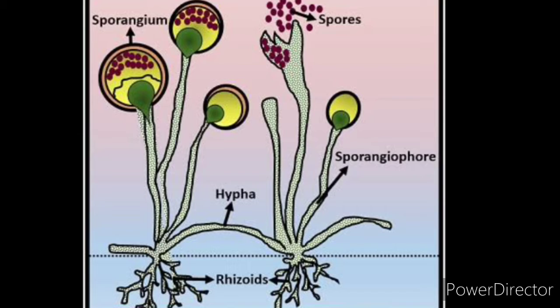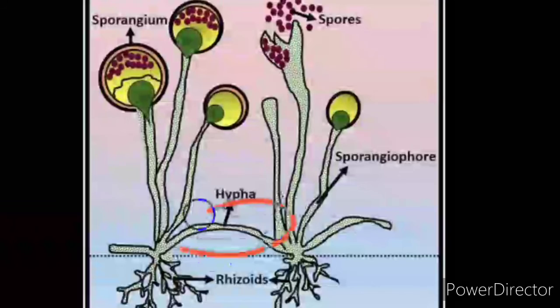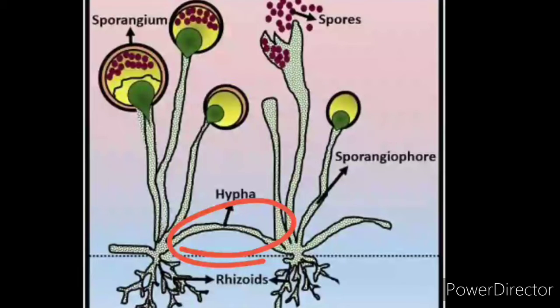Now, here the spore-forming structure is called the sporangium that develops from the fungal hypha. Here you can see the fungal hypha. So this sporangium develops from the fungal hypha, and the nucleus divides several times within this sporangium. Here you can see the sporangium, and the nucleus divides several times within this sporangium.